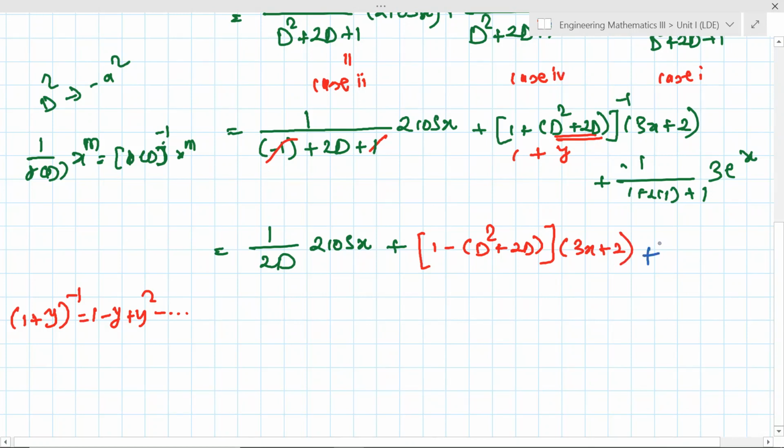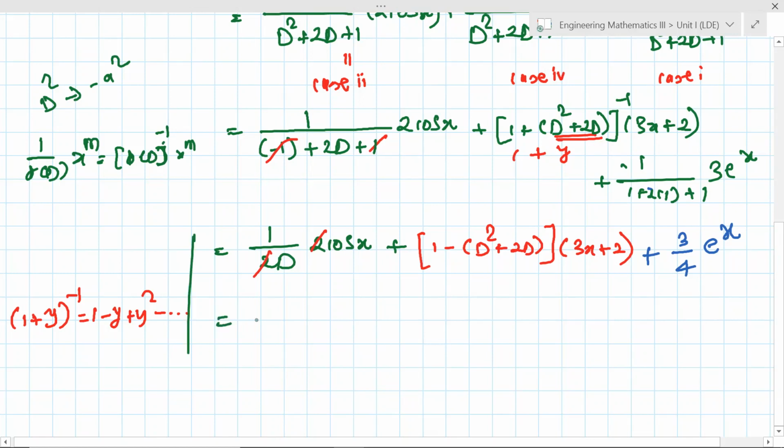And now what about this? This is 2 into 1 by 4, so this is 3 by 4 e raised to x here. So this is the simple part. Now 1 by 2, this 2 also gets cancelled. And 1 upon D means integration.